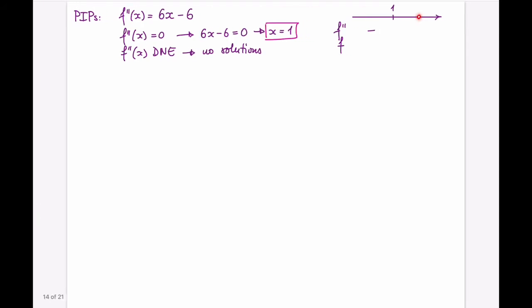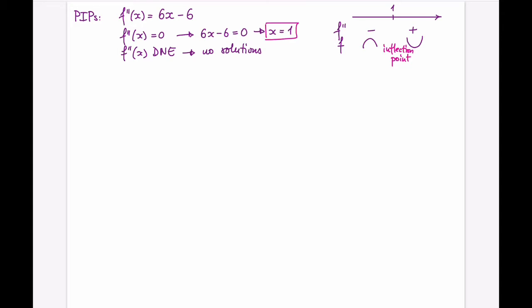I then pick a number on this side, let's say 10. I plug it into my second derivative. 60 minus 6 is a positive number, so this will be positive. That means if the second derivative is negative, the function itself is concave down. And when the second derivative is positive, the function is concave up. The concavity changes around 1, and 1 is an actual point on the function, which means that we actually have ourselves an inflection point at 1. Excellent. Now we have all the information we need to actually construct a graph of our function.